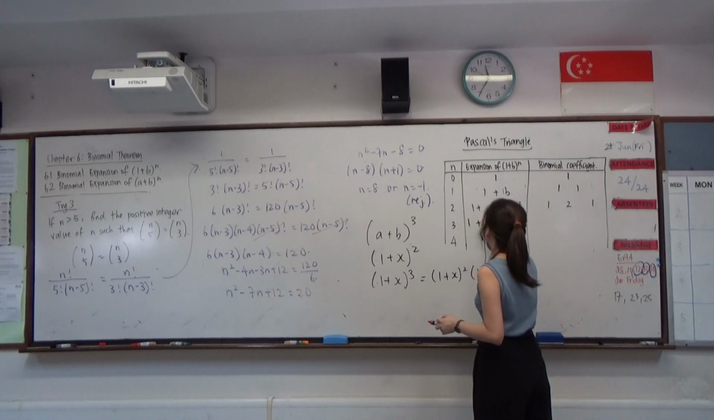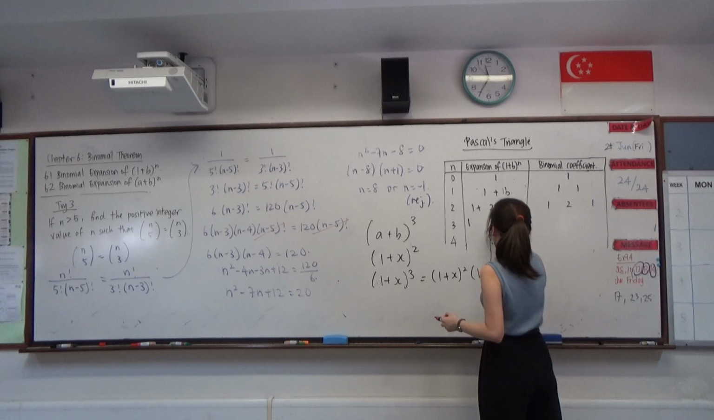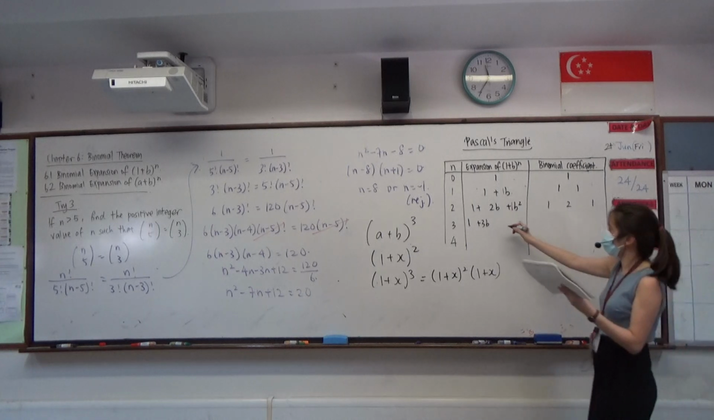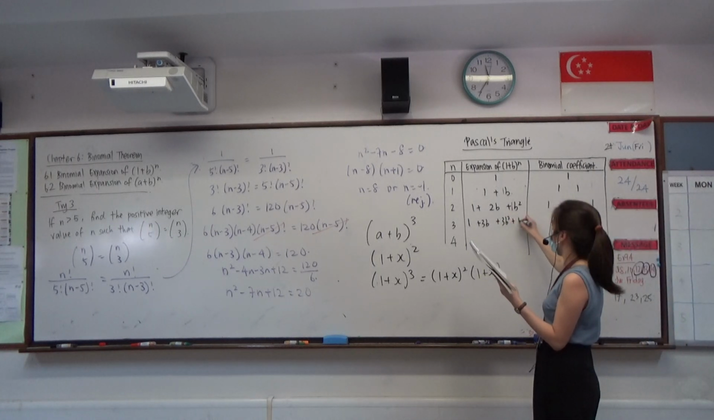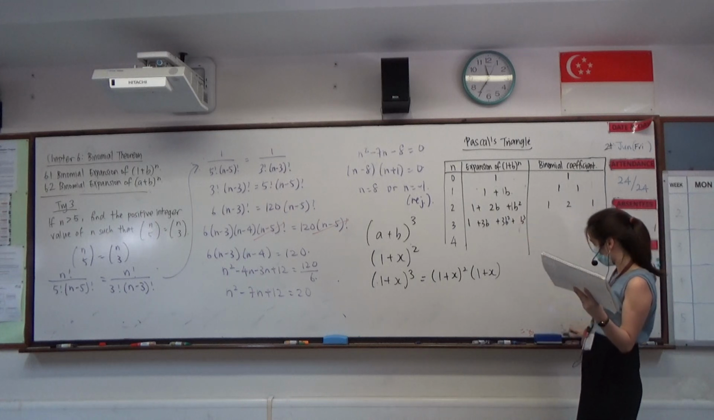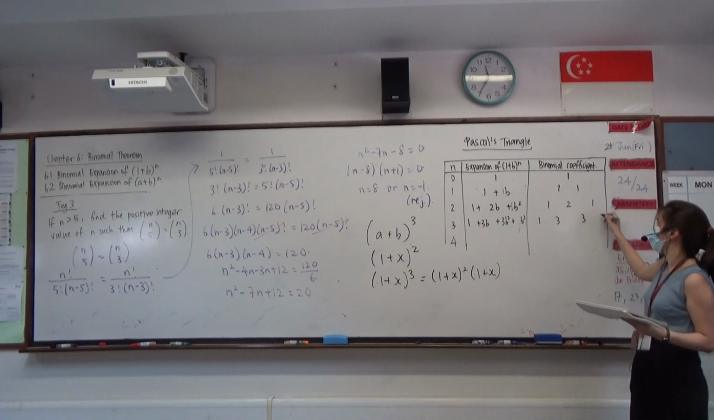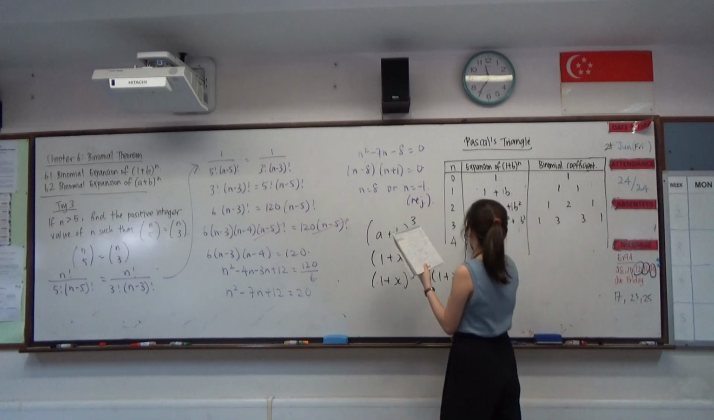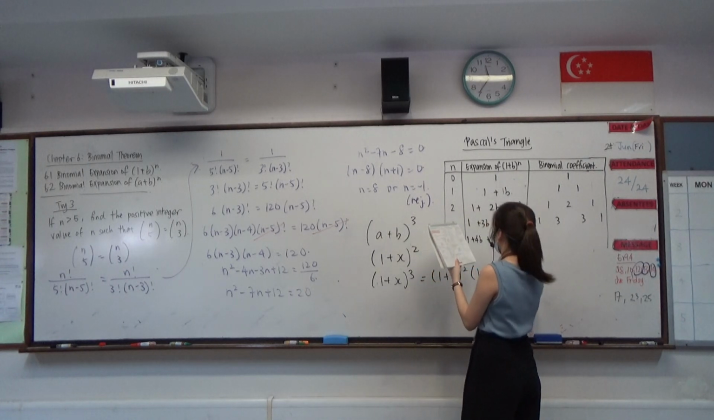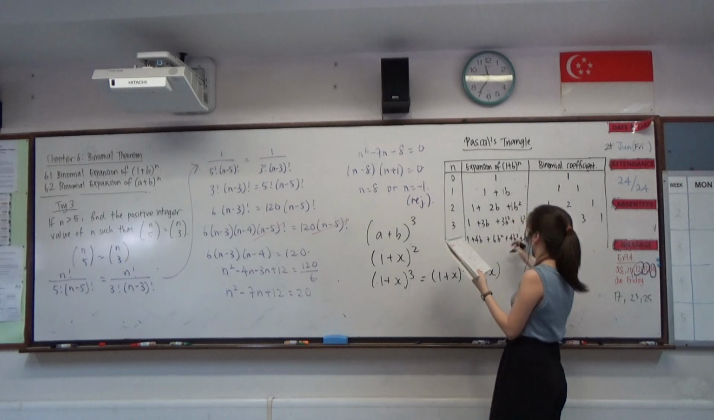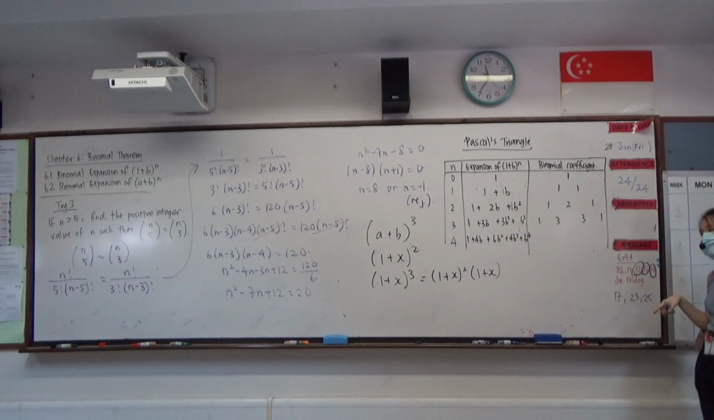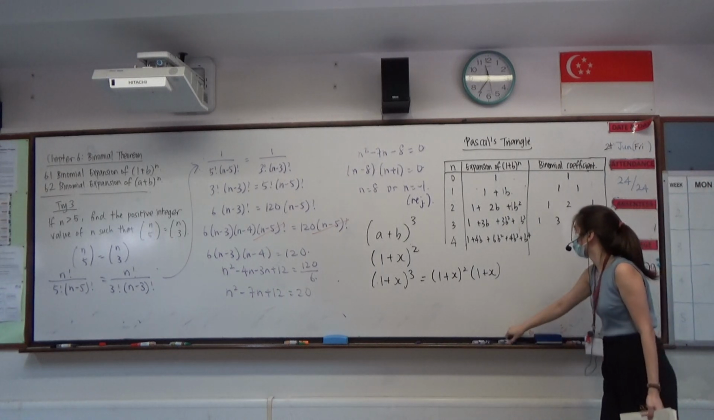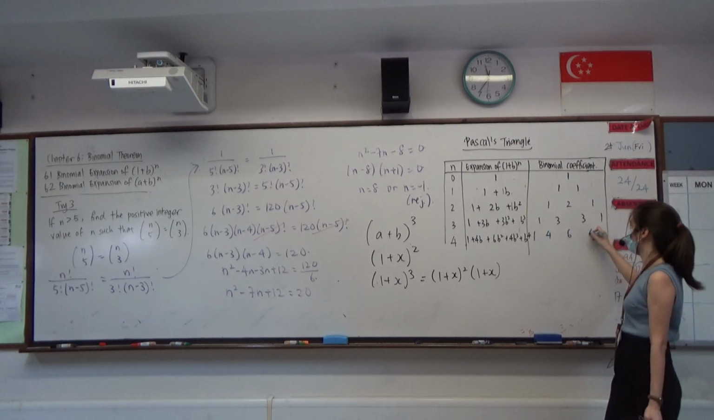The expansion itself, if you have the time, will be 1 plus 3b plus 3b squared plus b cubed. So we get 1, 3, 3, 1. And then you go up to 4. I get 1 plus 4b plus 6b squared plus 4b cubed plus b to the power of 4. So the coefficients are, let me use a different color, 1, 4, 6, 4, 1.